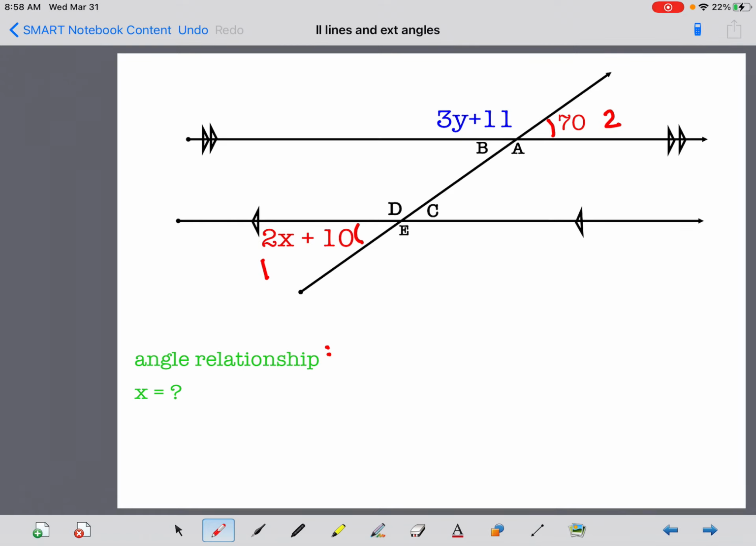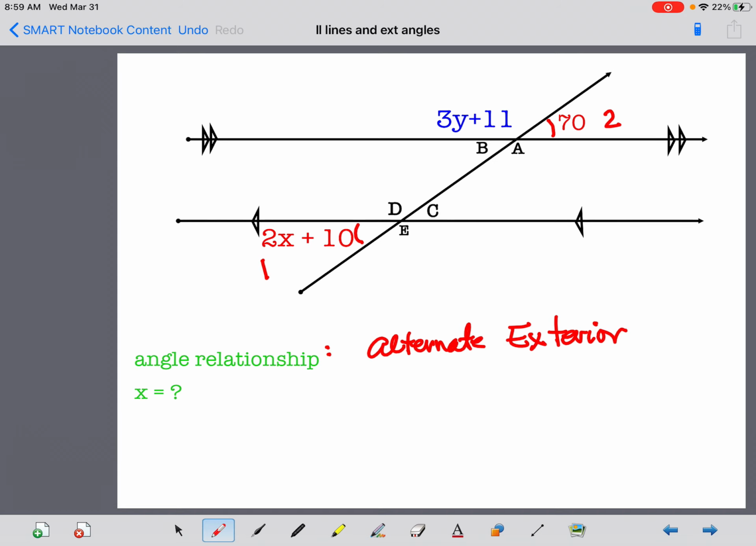So what I'd like you to do maybe is pause the video right now and go back to 11A and look at your angle relationships and see if you can identify the angle relationship between angle number 1 and angle number 2. Okay, hopefully you did that, and you can check your work. These angles are alternate exterior angles.